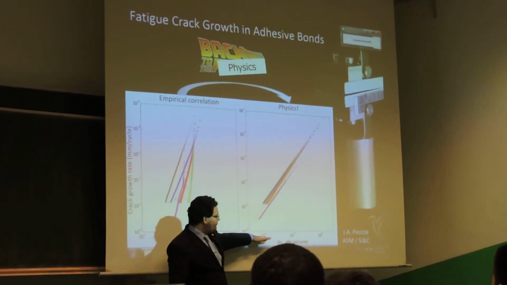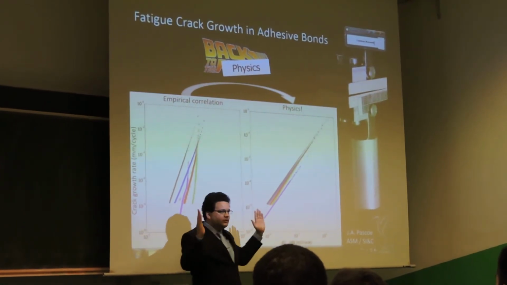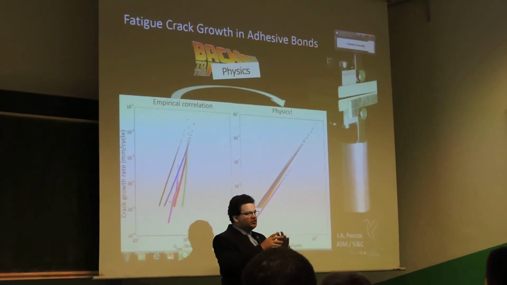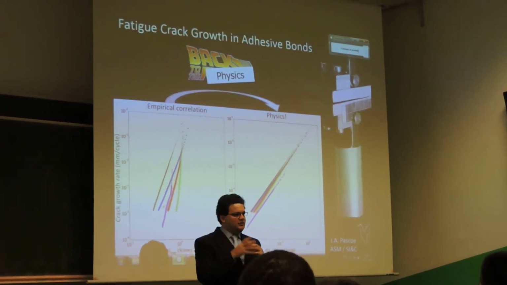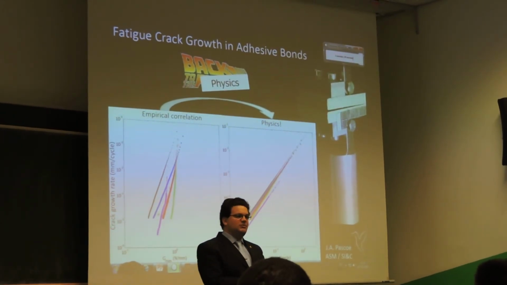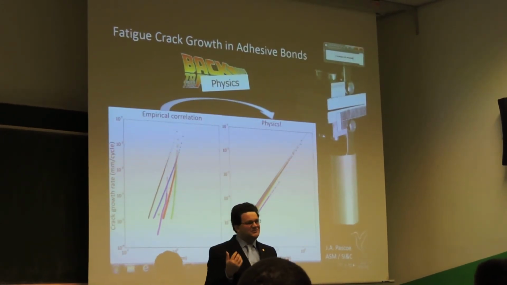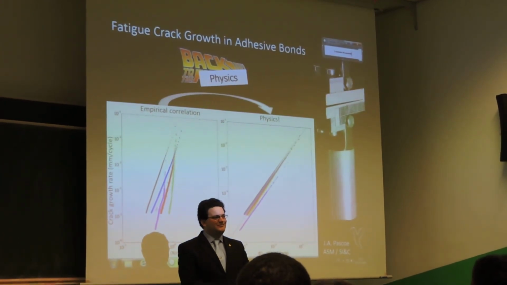And indeed, you see, if you take the actual energy dissipation and correlate that with the crack growth rate, all the curves collapse. So instead of this huge matrix, we can just do one set of tests and characterize entire material behavior from that. My name is Jolana Pasco, and I'm going to ask you, it's 2015. Isn't it time to go back to the physics?